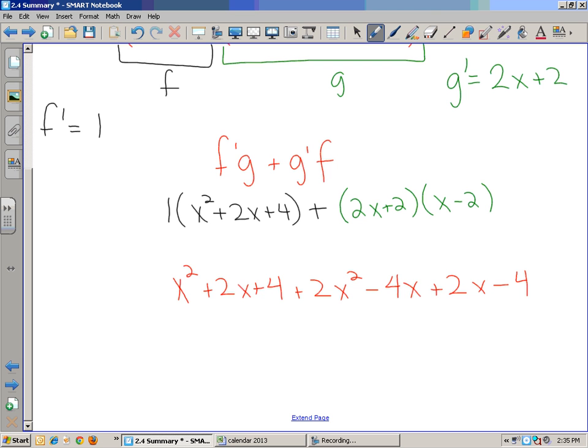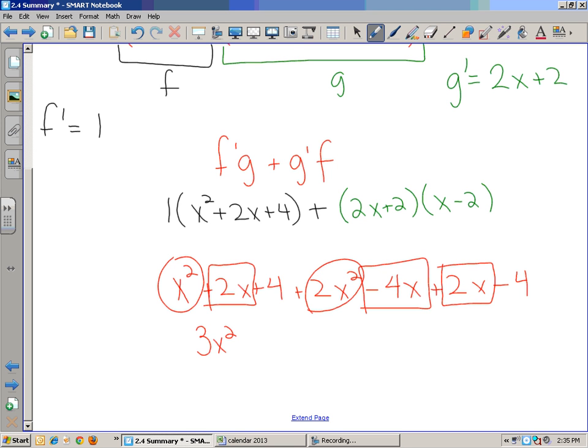And now I want to combine like terms. So 2x squared plus x squared is 3x squared. A positive 2x and a negative 4x is negative 2x, plus 2x is 0x's. A plus 4 and a minus 4. And so really, my final answer is 3x squared.